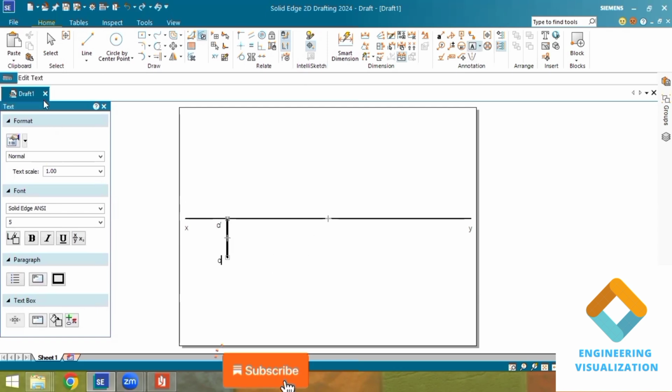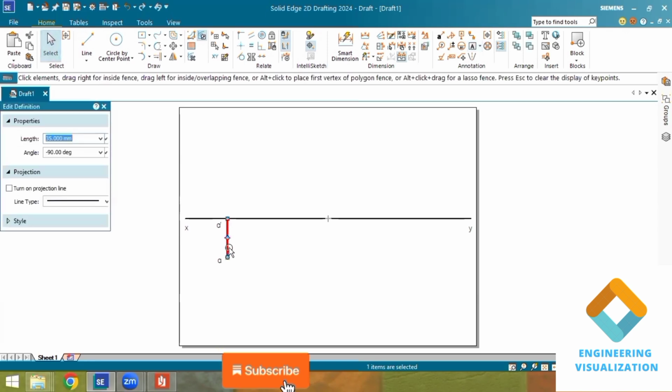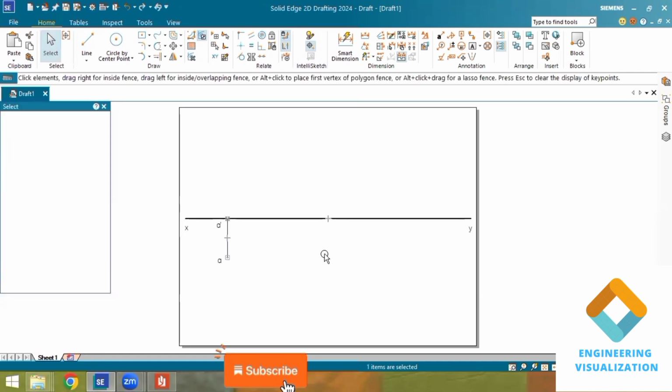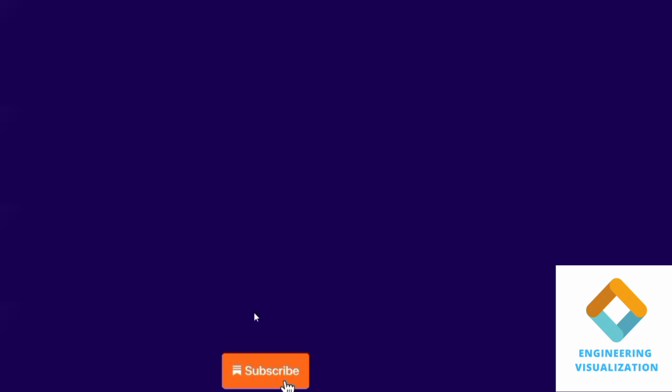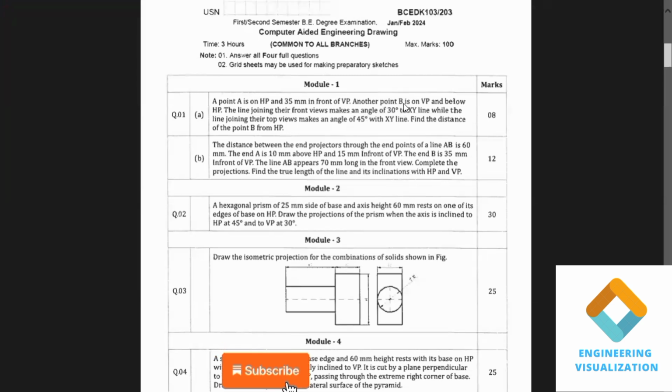Now after that, see the question. I can change the thickness here. This is a new version of the software, that's why I'm taking a little bit of time, because the commands are of a different type. If you want this software I can share it. For top A it is 35 mm drawn, and then another point B is on VP. On VP means it is the top view, and below HP. Below HP means we don't know how much distance it is.